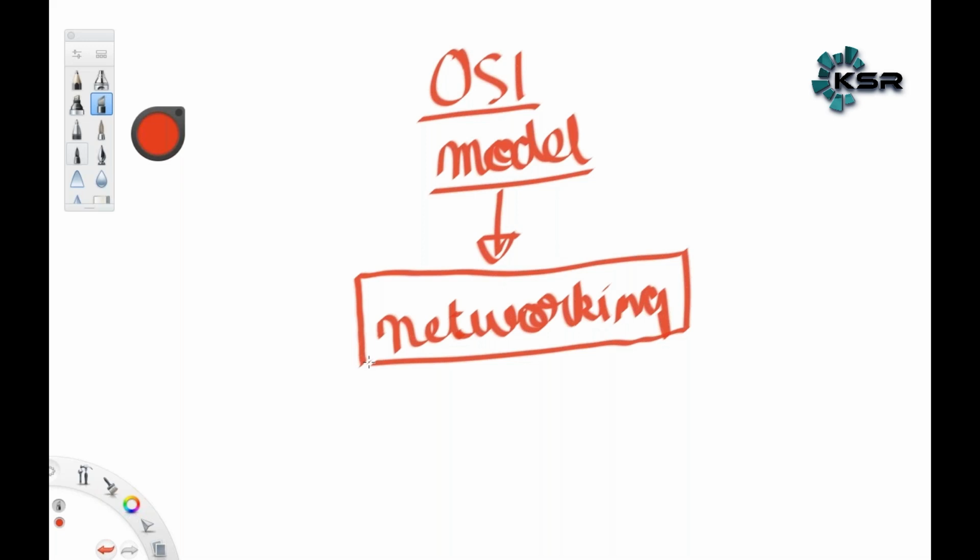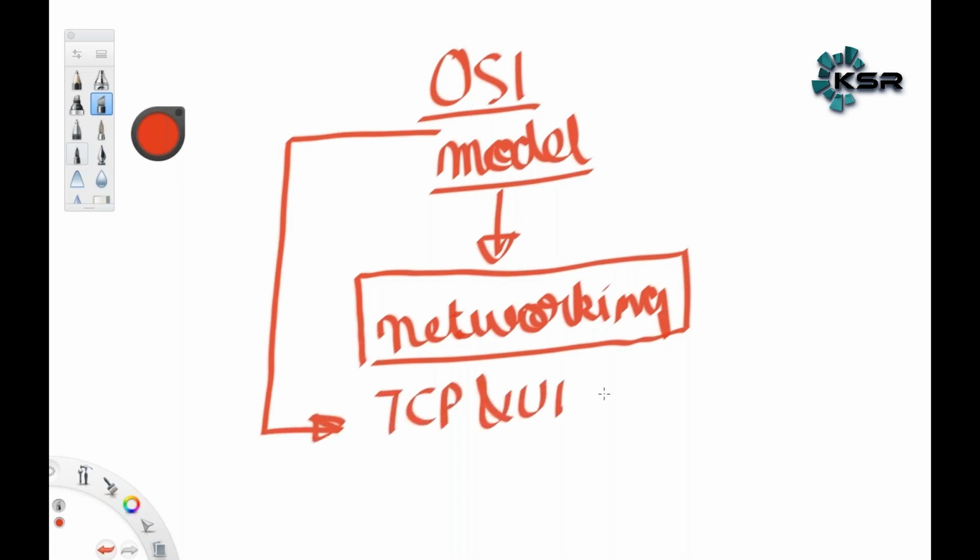Your device address, which is known as MAC address, your network address, which is known as an IP address, your service address, which is known as a port address. Everything was discussed in this particular model. And it also described the two main protocols known as TCP and UDP.